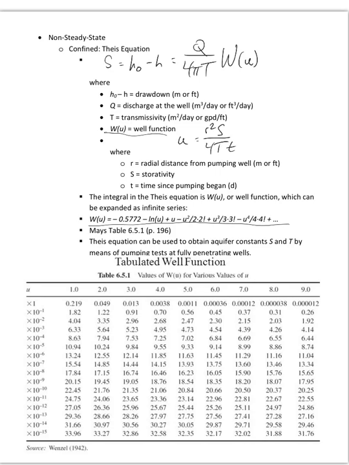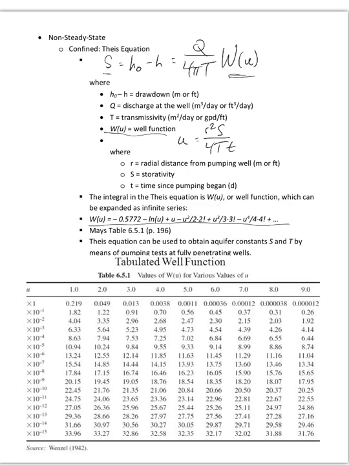So again, if you want to know at a certain point what the drawdown is at a certain time, you can plug that into u and then look up or calculate the infinite series, but looking it up is a little bit easier, the value of the well function W of u, and calculate what the drawdown is.